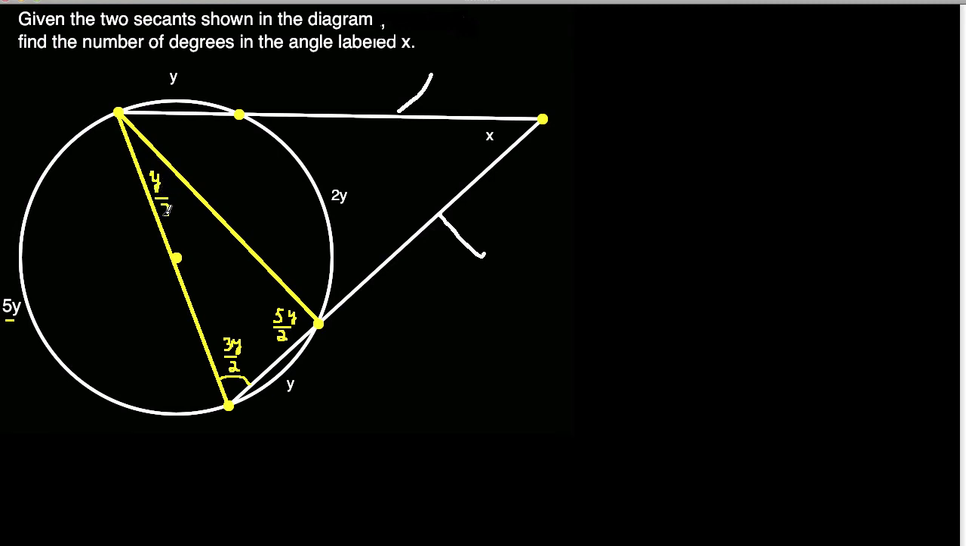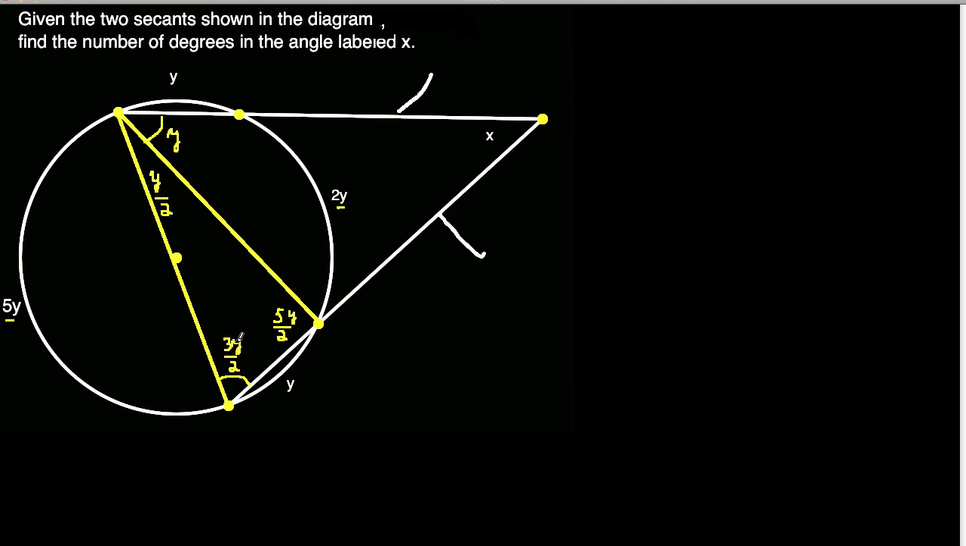And one more angle that I may need is this angle in here. This is an inscribed angle that subtends this arc right here. So this angle right here is simply y, because it's half of this subtended arc. So let's see what we have now.